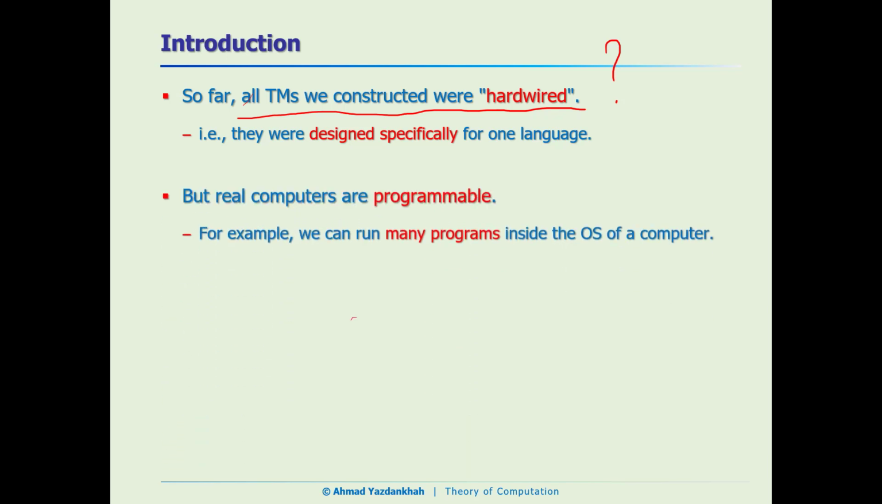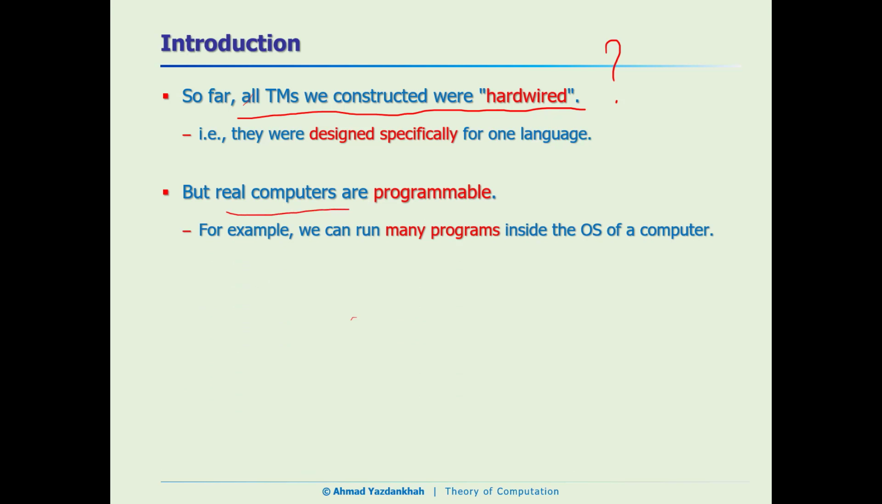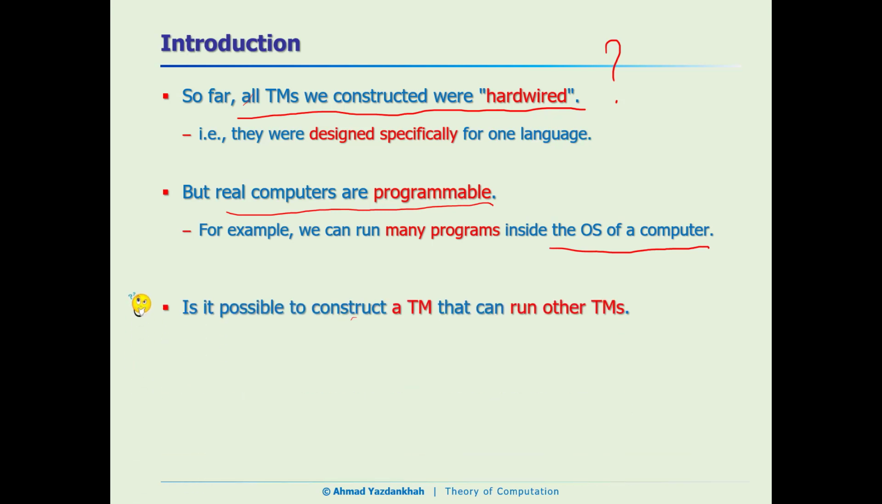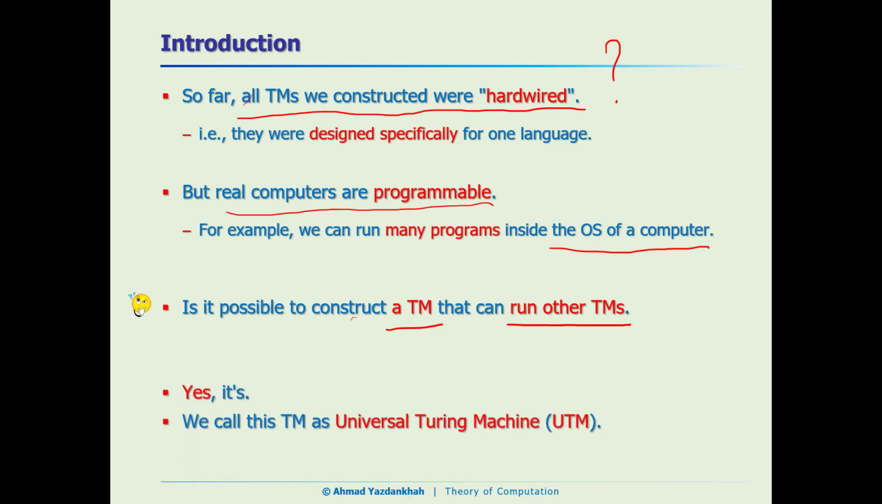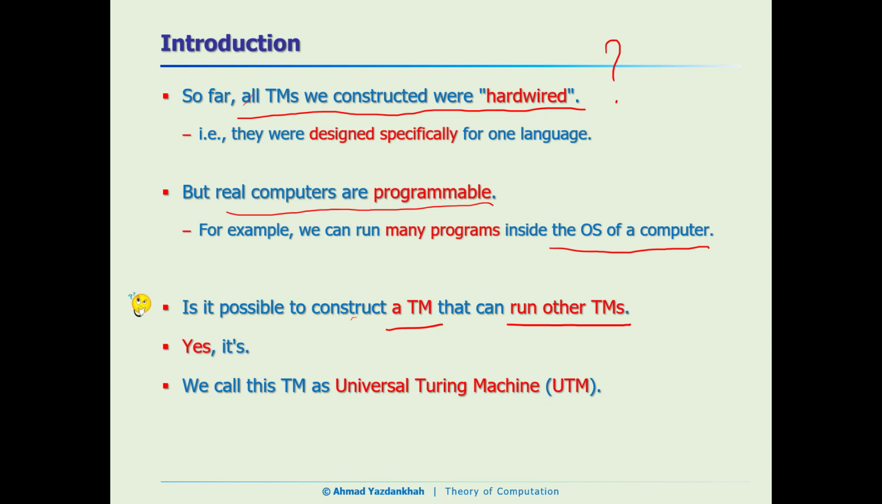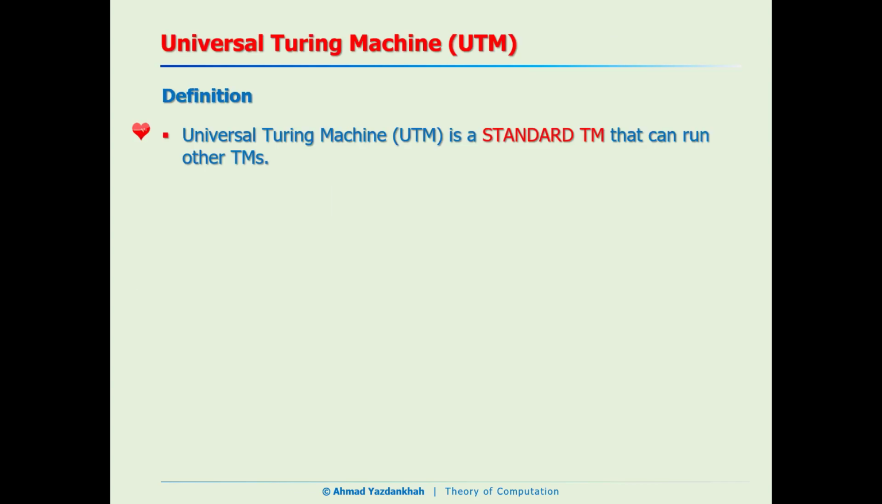But the point is, real computers are programmable. It means that we can run many programs inside the operating system of a computer. Now, based on this introduction, is it possible to create a Turing machine that runs other Turing machines? Very cool question, right? The answer is yes, we can do that, and we call it Universal Turing Machine or UTM.